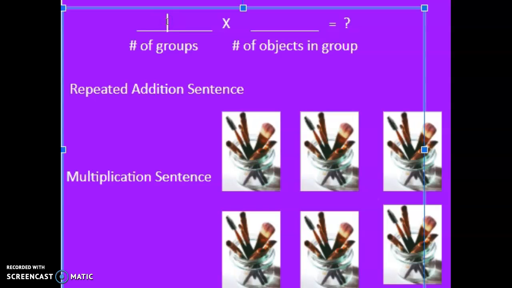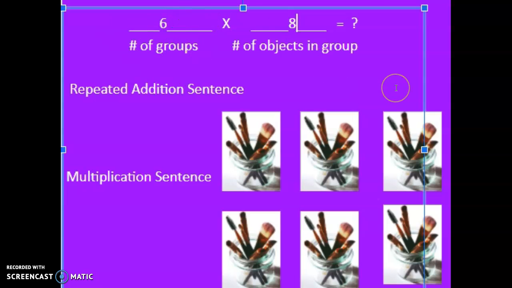So we're going to go ahead and put the number 6 first because that represents the number of groups. And then we're going to think about the objects inside. We're going to think about how many objects are in a group. So we're going to look at one group. And we counted earlier, there is 8. 1, 2, 3, 4, 5, 6, 7, 8. There are 8 objects in one jar, and we know that we have 6 jars.